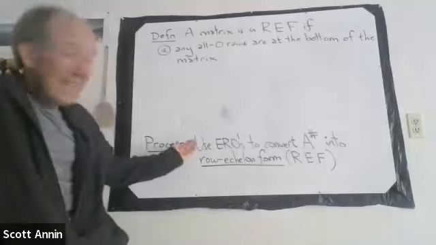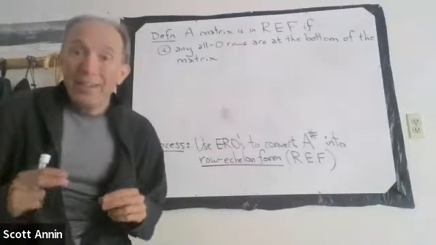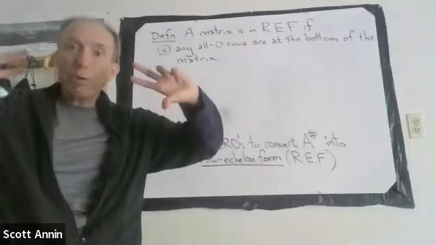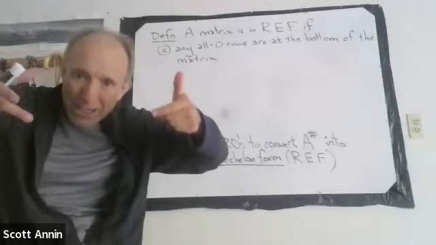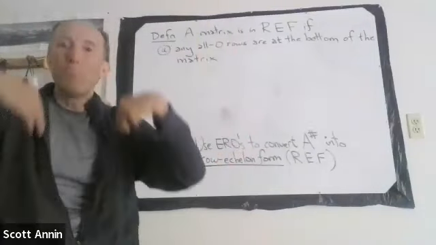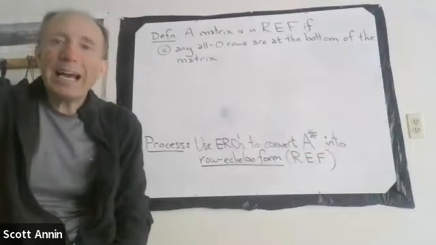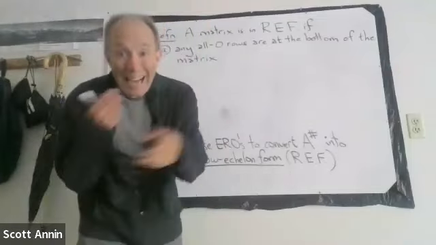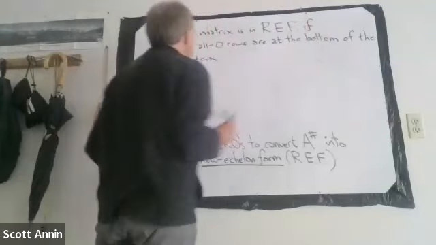Well, the process is right here, isn't it? Use EROs. In particular, if we have a row of zeros that's not at the bottom of the matrix, we can permute that row of zeros. We can switch it, in other words, or interchange it with whatever row is currently at the bottom of the matrix and replace that with a row of zeros at the bottom of the matrix. This is the idea, right? We're going to use the first ERO, the Pij, permuting, to move any rows that are all zeros.